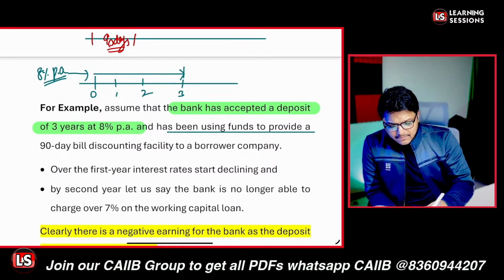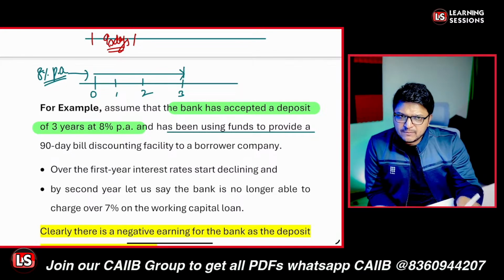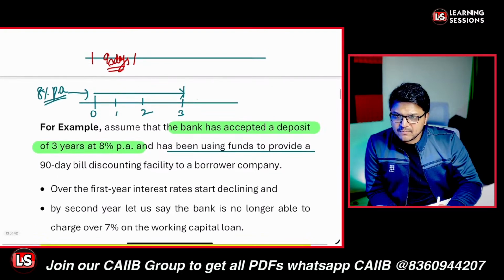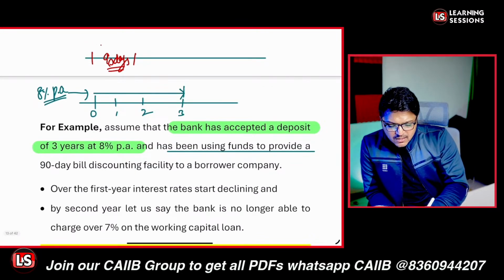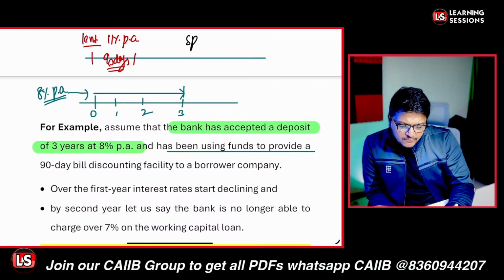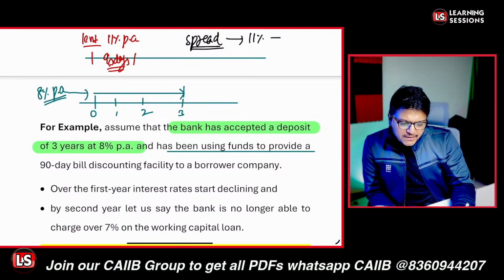Now, let's say the bank has accepted the deposits at 8% per annum, and the bank lent the money at 11% per annum. Now, what was the net interest income, or the spread earned by the bank? The spread was 11% minus 8%, that is equal to 3%.